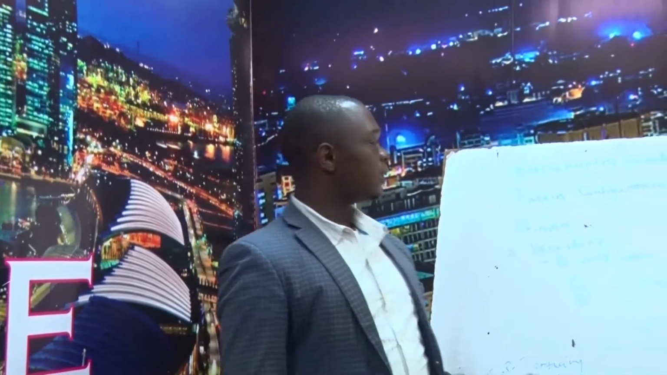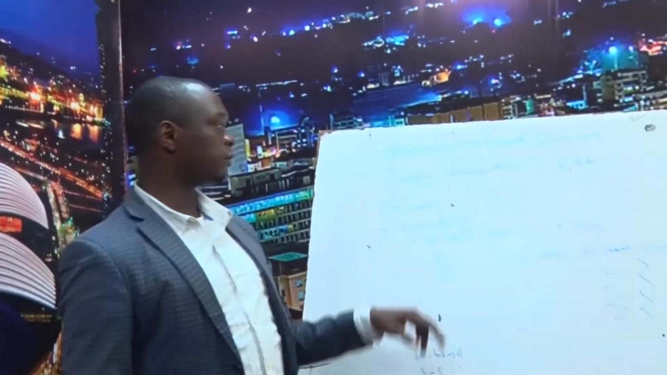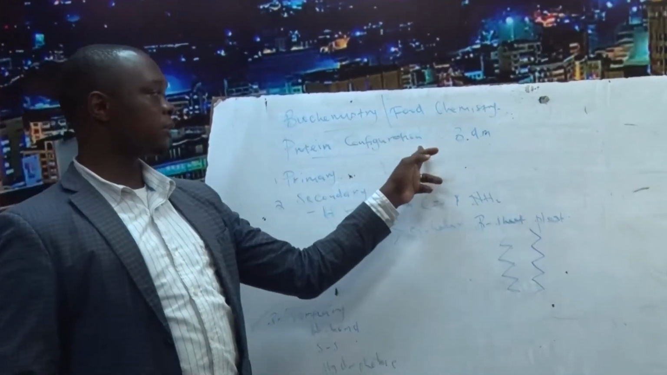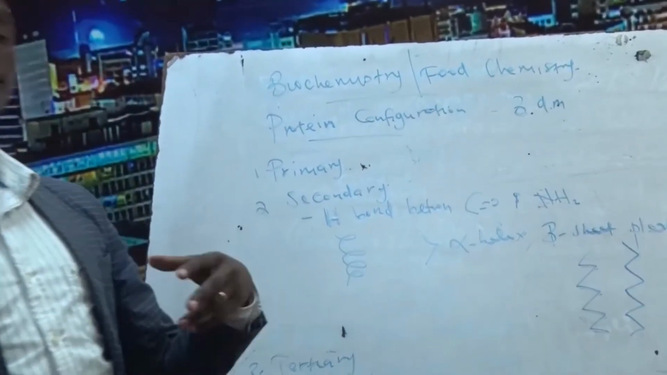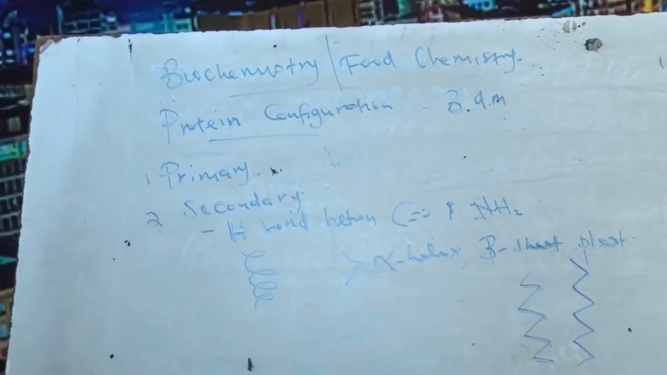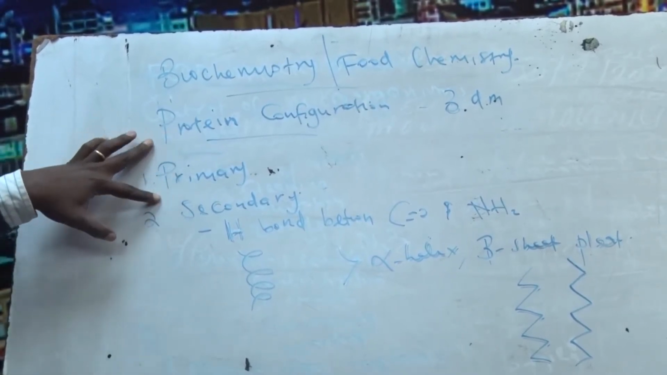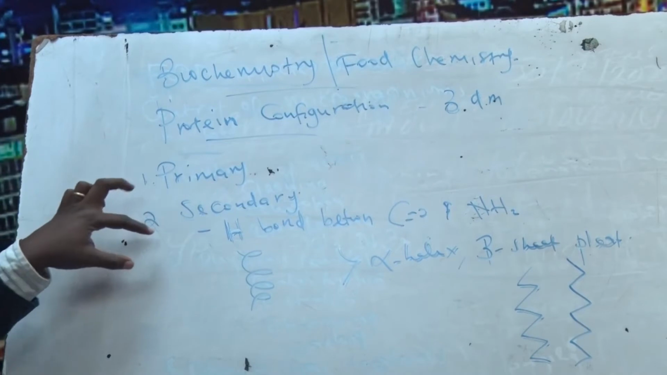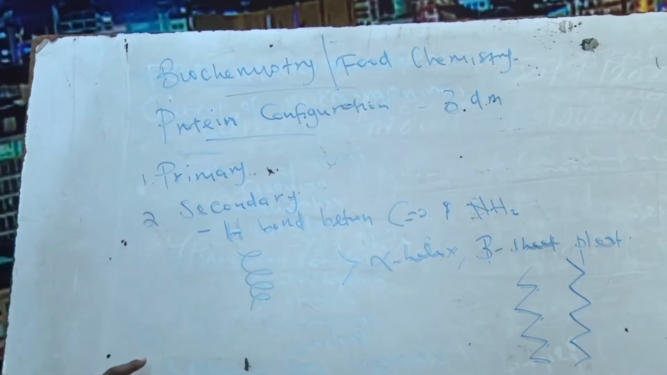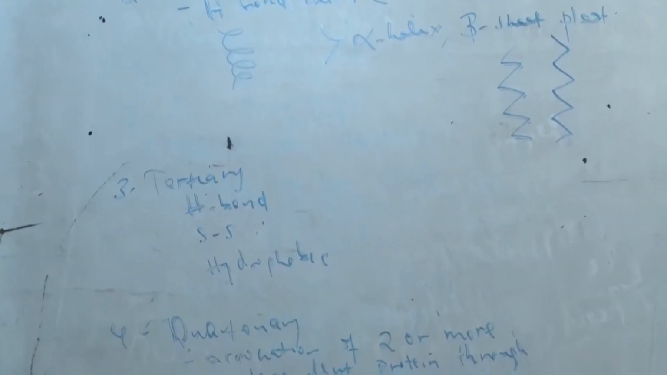Good morning. Today I want us to discuss protein configuration. When we talk about protein configuration, we are talking about the formation of the three-dimensional structure of proteins. This can occur in four major forms. We have the primary configuration or conformation, then the secondary configuration or conformation, then the tertiary conformation, and lastly the quaternary conformation.